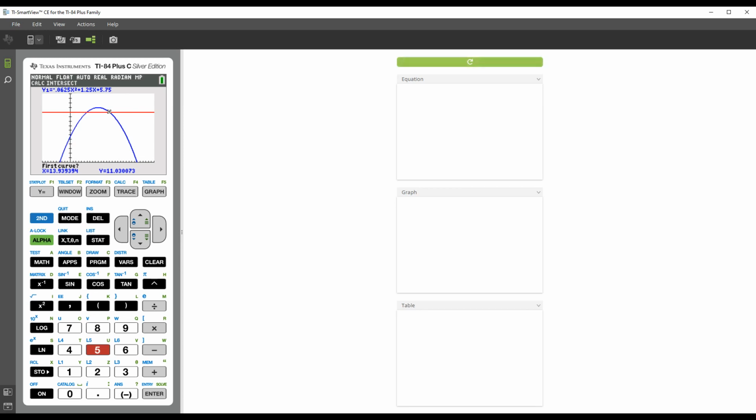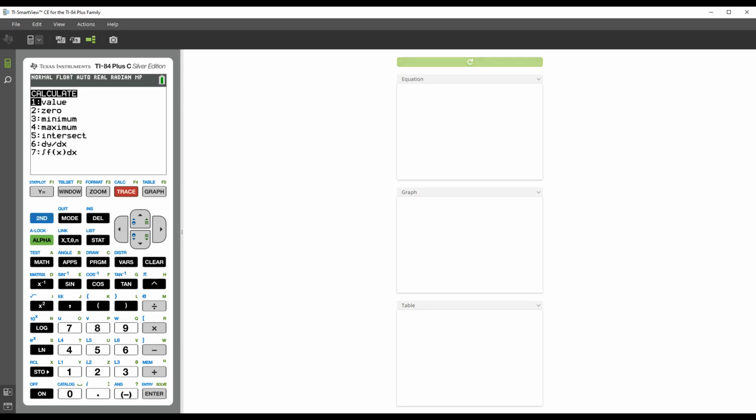Intersect, first curve, enter, second curve, enter. But now you do have to change your guess. You're going to have to either use the arrow key or a physical guess to change it. Otherwise, it's just going to give you the exact same guess. Oops, I accidentally hit something.